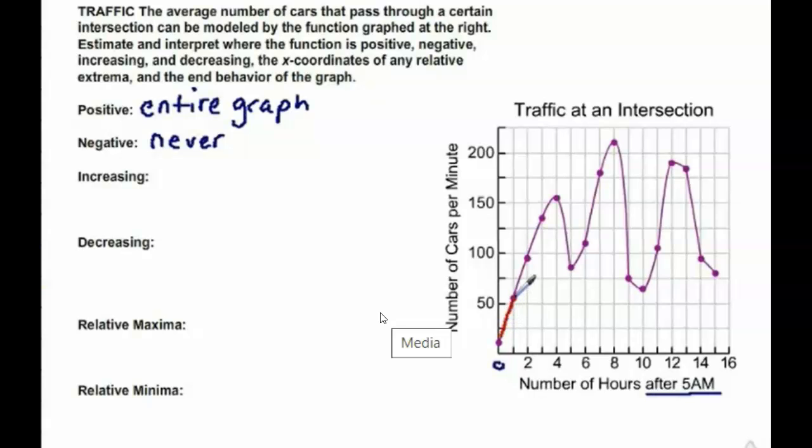So let's go ahead and color code that with some red here. Then you'll notice from it looks to be about 5, our function is increasing again to the increment at 8. Then we have another increase starting at 10 up to about 12 hours since 5 a.m. So we have increasing.